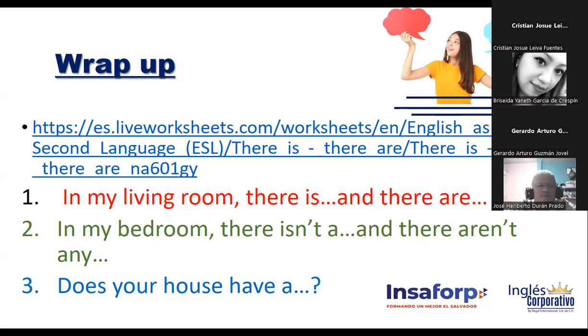In my living room, there is a fan, and there are two windows, and in my bedroom, there is a bed. There isn't a table. And there aren't any books. Really? Okay, very nice. Thank you for sending your descriptions.